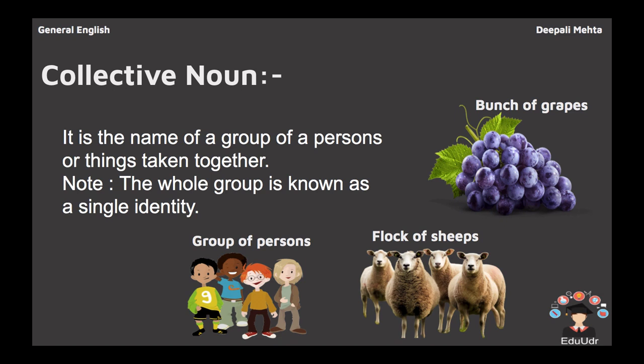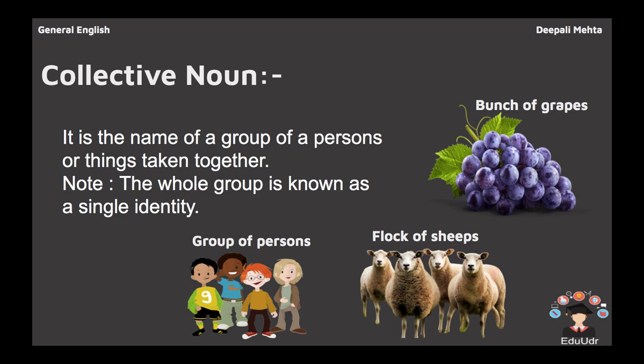You can see a bunch of grapes. Here I am not talking about a single grape. I am talking about a bunch of grapes. Then here, a flock of sheep. We are talking about the flock of sheep, which includes more than one sheep. Then a group of persons. There are many persons. So collective noun means the whole group is known as a single identity.